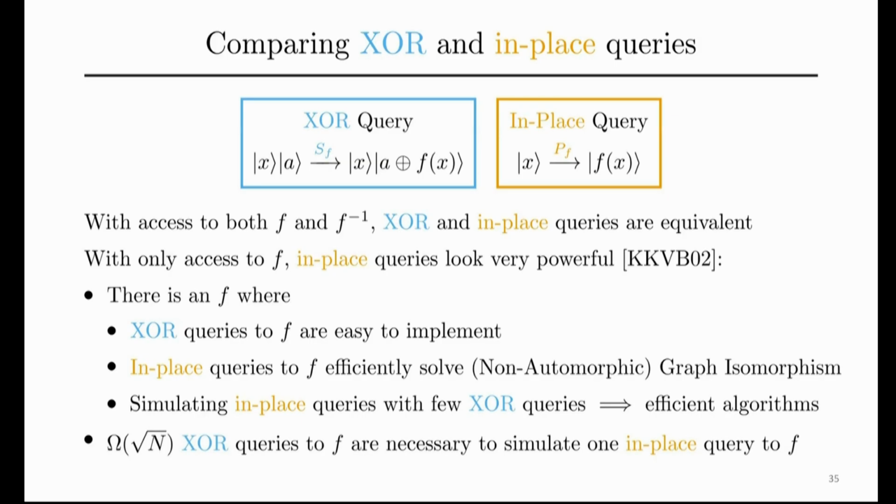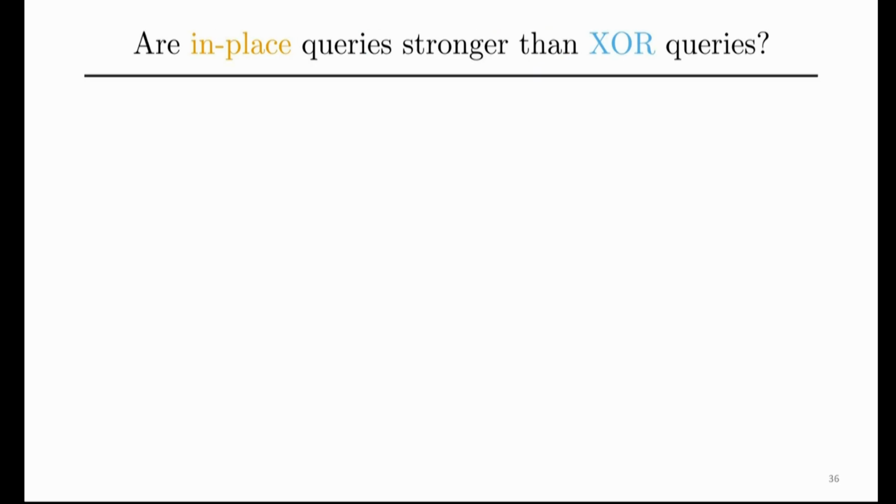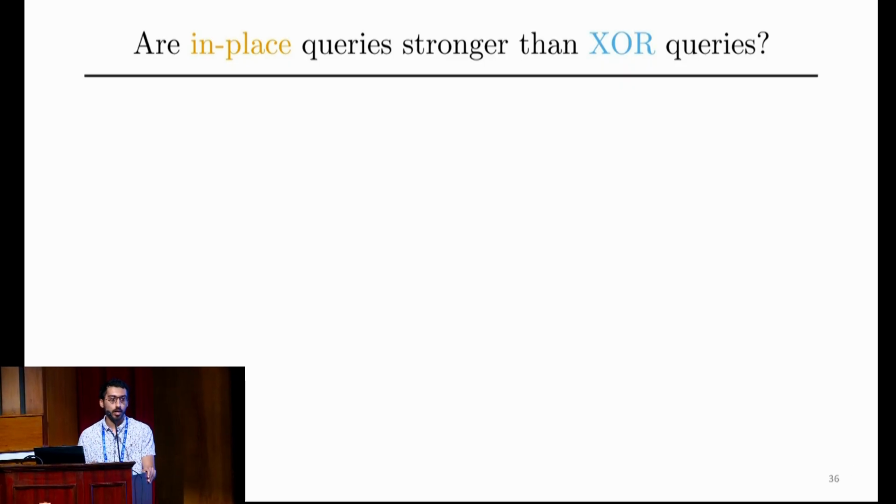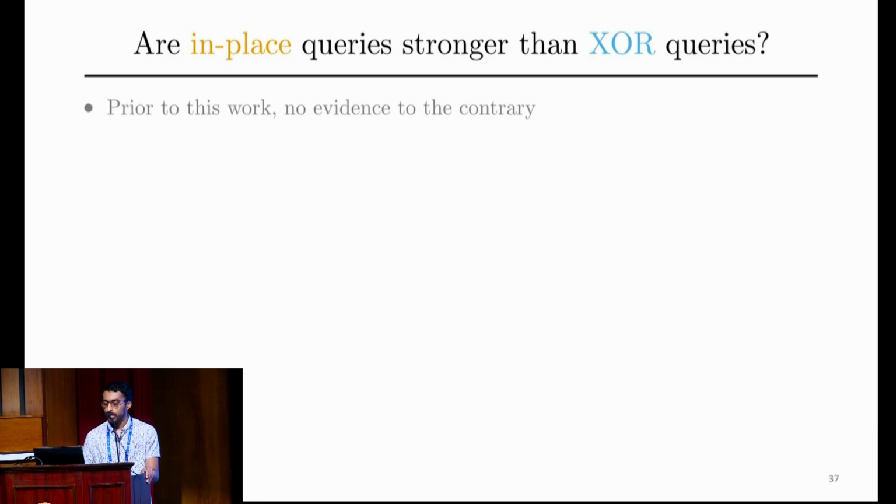Fortunately, or maybe unfortunately, Kashefi et al. also proved that at least root n XOR queries to f are necessary to simulate one in-place query to f, for all f, well, generically. And so this eliminates this possible way of solving graph isomorphism in BQP. So the question still remains, the question that you might consider is, are in-place queries stronger than XOR queries? And we have lots of evidence of problems that require fewer in-place queries than XOR queries. And prior to this work, there was no evidence to the contrary.